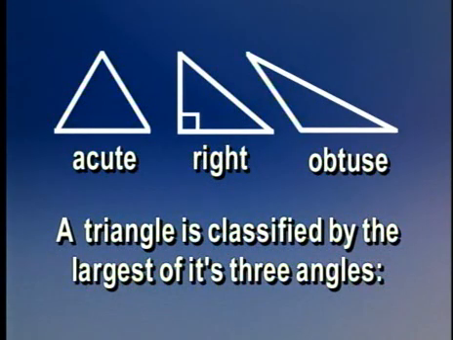The third triangle, the one on the right, is called obtuse, because its largest angle is greater than 90 degrees, but of course less than 180. The other two angles obviously must be acute because their sum must be less than 90. So we have acute, right, and obtuse. Those are the three types of triangles that are classified by the angle, the largest angle in the triangle.